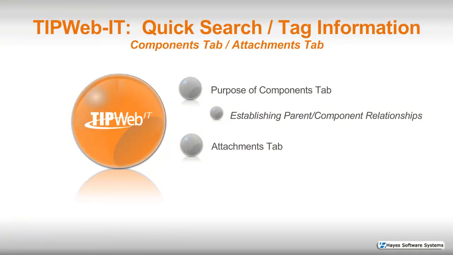Welcome to our topic, Quick Search Tag Information. Within the Tag Information window, we'll be looking at two areas, both the Components tab and the Attachments tab. We'll discuss the purpose of establishing the parent and component relationship, and I'll give a demonstration of what that looks like. We'll also show you how to attach a document within the Attachments tab. I'm going to go ahead and share my screen and we'll get started.